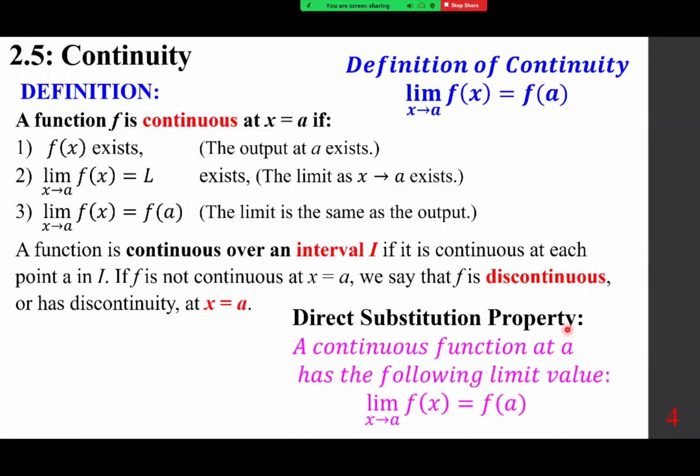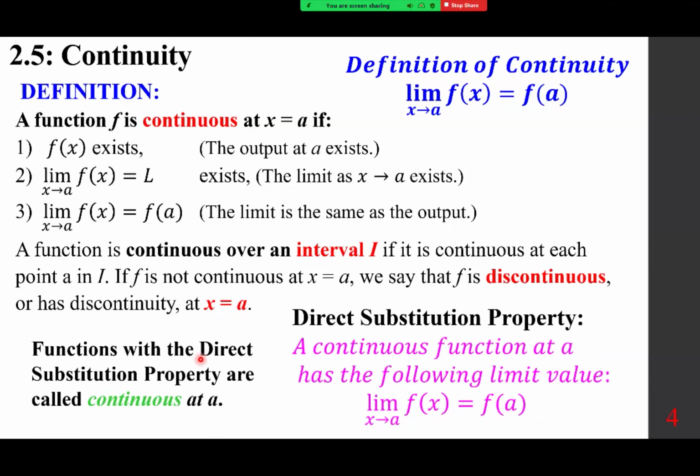Direct substitution property: a continuous function at a has the following limit value. The limit of f of x as x approaches a equals f of a, and functions with the direct substitution property are called continuous at a.